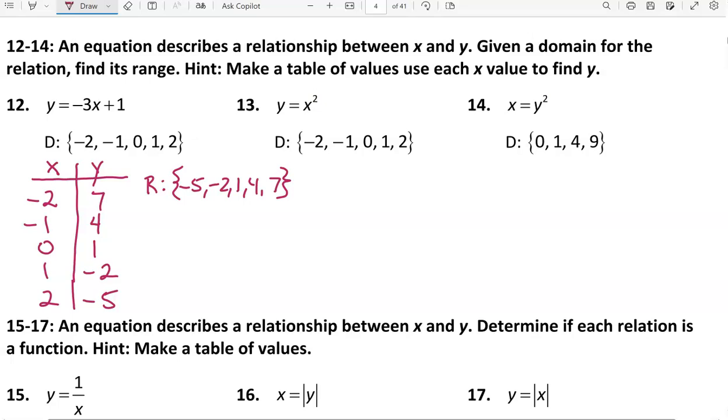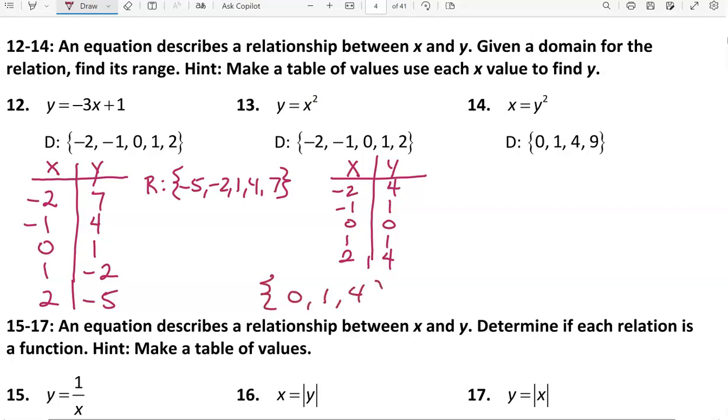For number 13, we can create a table of values again. And if the y value is equal to the x value squared, then -2 squared is 4, -1 squared is 1, 0 squared is 0, 1 squared is 1, 2 squared is 4. And so our range consists of 3 values only, 0, 1, and 4.